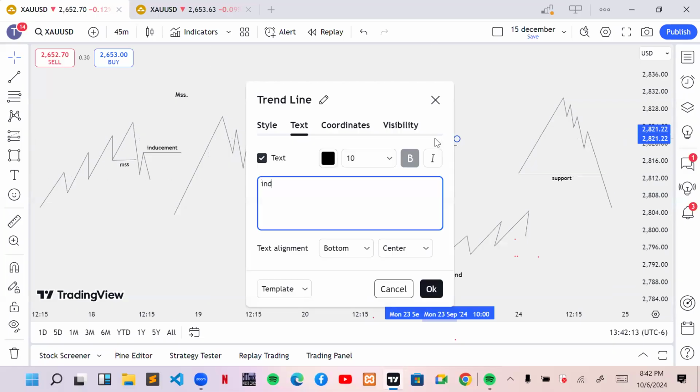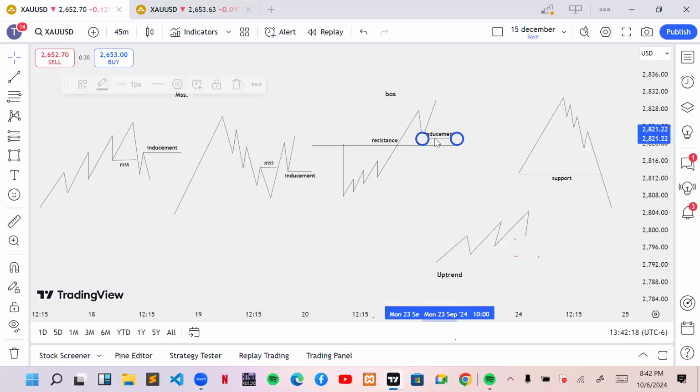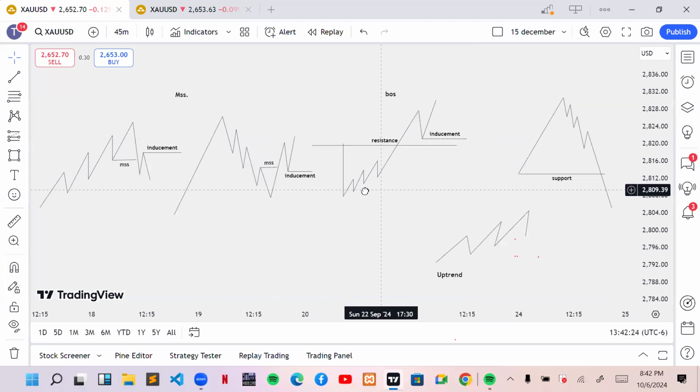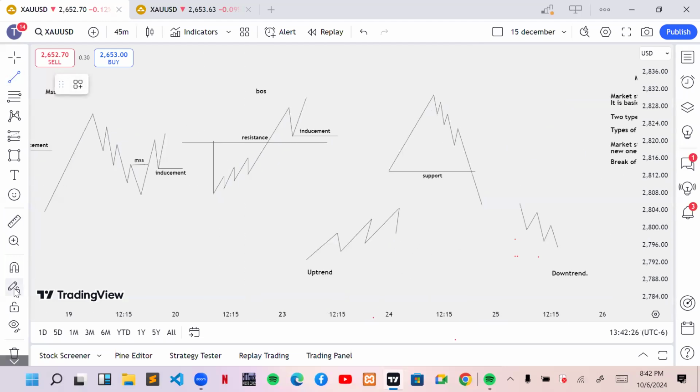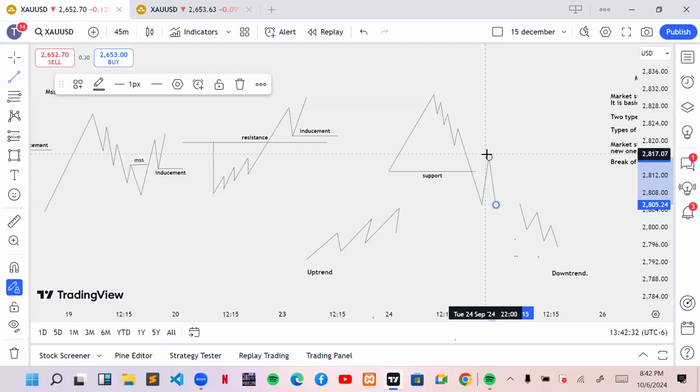So inducement. This is your inducement here. Pullback. Same as market breaks the support zone down here. So market will make a pullback. This pullback for continuing this move. This pullback that market makes for continuing that move is what your inducement is.